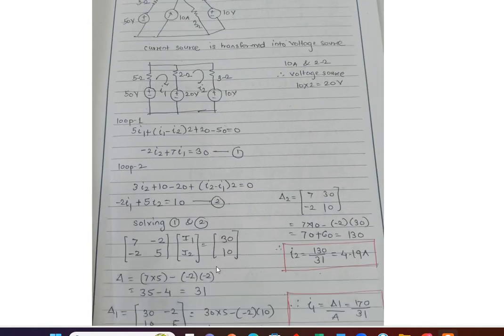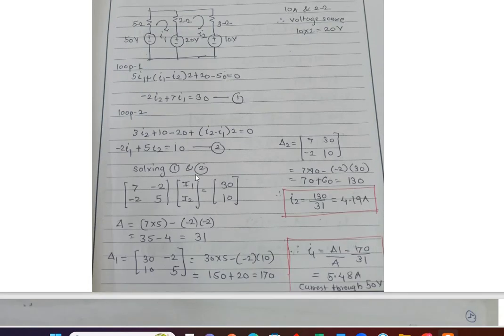Instead of solving it by a substitution method, we will just use this matrix method of two simultaneous equations when we want to solve. So for that, first of all, we'll write the matrix and then we'll just write it into the determinant form. So this is first equation. So the I1 coefficient is 7. So here 7. From second equation, I1 coefficient is minus 2. From first equation, I2 coefficient is minus 2, and from second equation, I2 coefficient is 5, and then I1, I2, and the constant part, that is 30 from first equation and 10 from second equation.